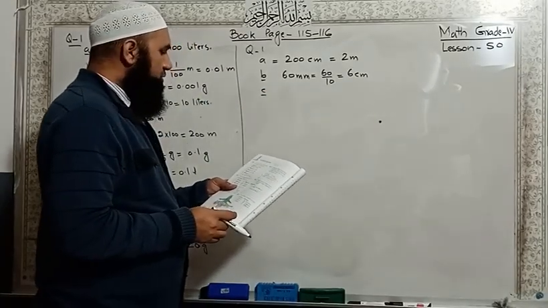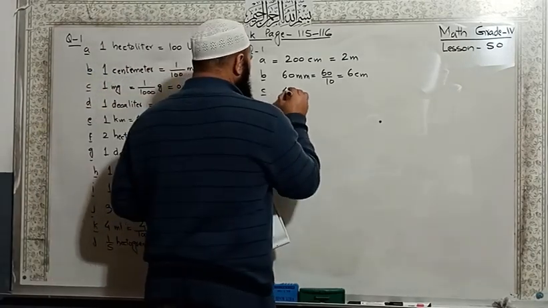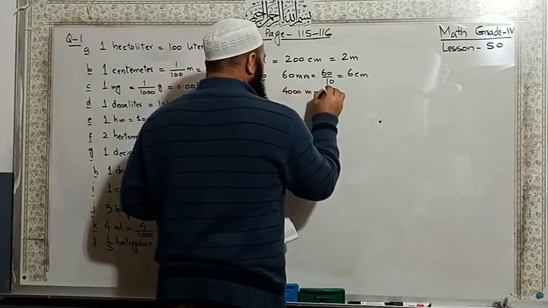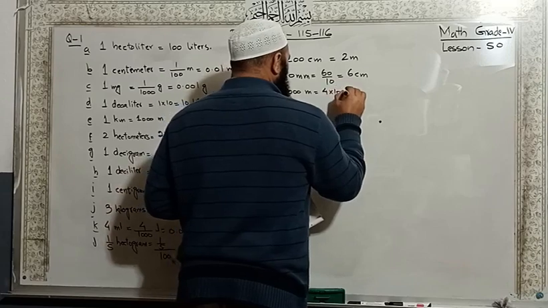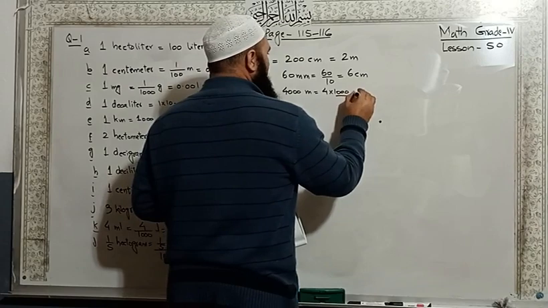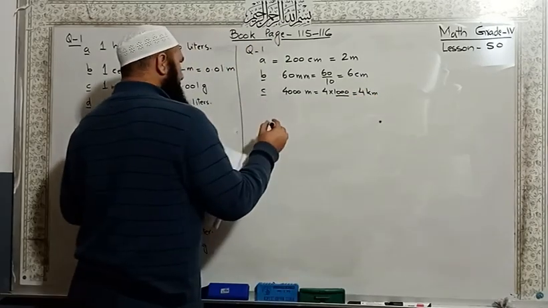4,000 meters will be equal to how many kilometers? Very simple. 4,000 meters divided by 1,000. We know that this is kilo, so this will become 4 kilometers.